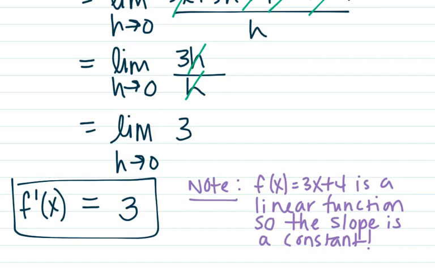So it's not always going to be the case that we're just left with a number at the end. A lot of times it'll look more like an equation because there will be x's left. However, if we're working with a linear function, we'll have a constant rate of change.